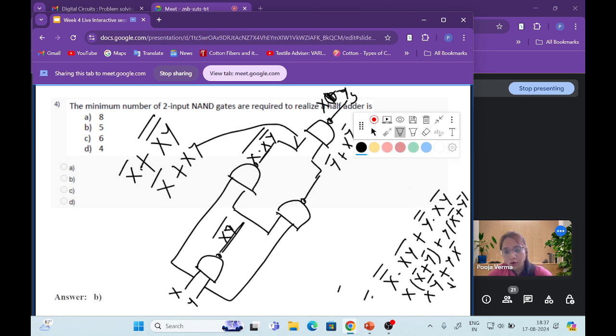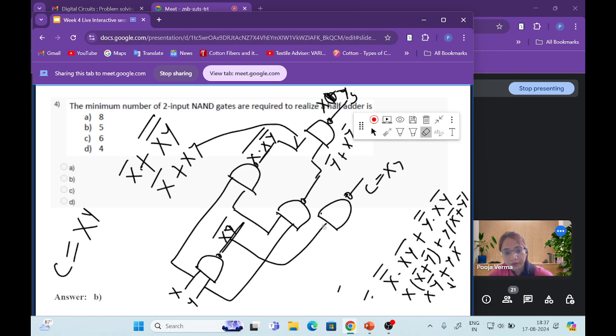So now already for carry we have expression only xy, right? So here we have got the xy bar. If we are giving these to an AND gate, another AND gate, then we will get a carry, that is xy.